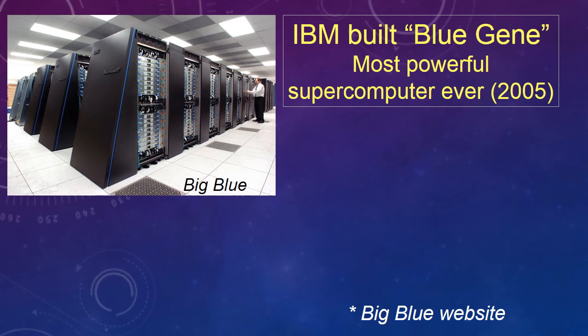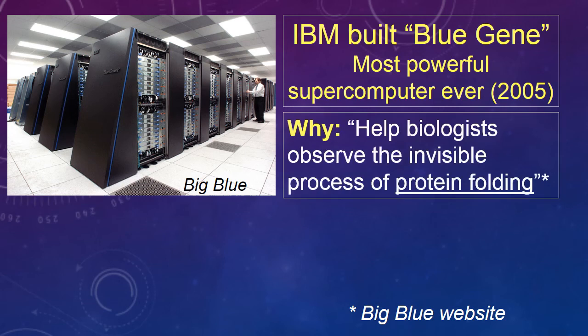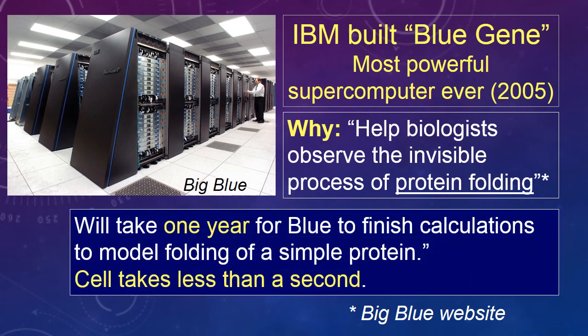Now, in 2005, IBM built what's known as Blue Gene. It's the most powerful supercomputer ever built. And according to their website, the reason why? To help biologists observe the invisible process of protein folding. According to their website, it'll take 1 year for the supercomputer to finish calculations to model the folding of a simple protein. The cell takes less than a second.